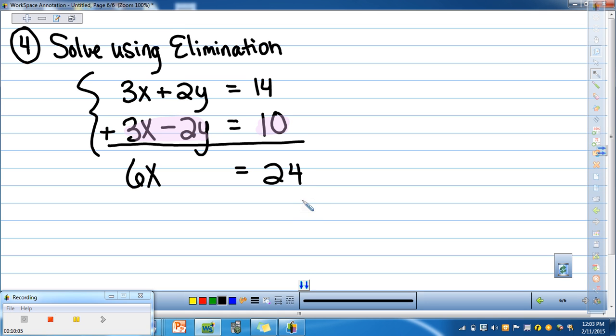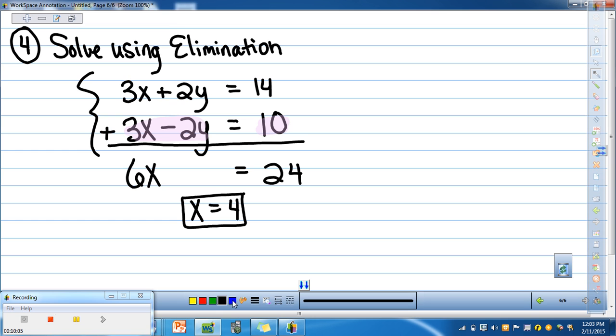What's nice about this elimination method is that we've eliminated one of our variables. We've got down to an equation with a single variable, 6x equals 24, divide both sides by 6, and we get x equals 4. That's the x value for the point of intersection.